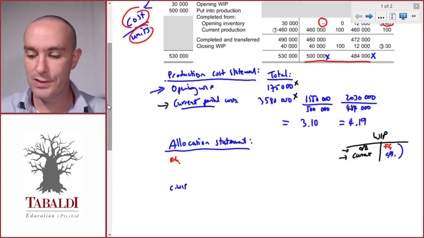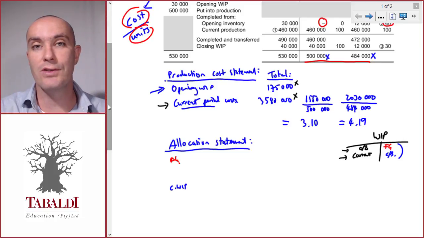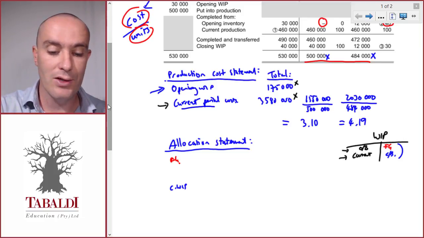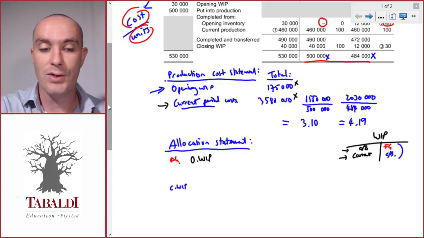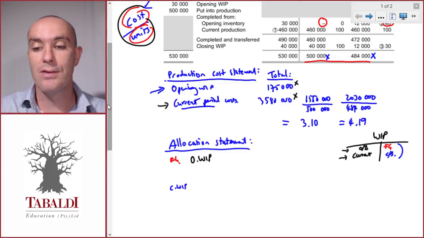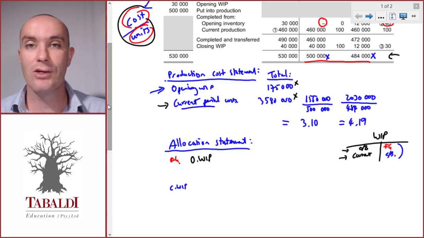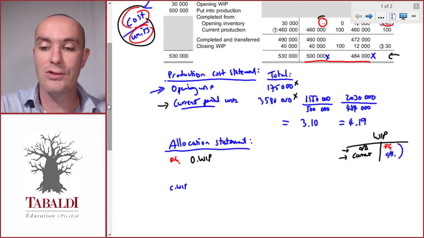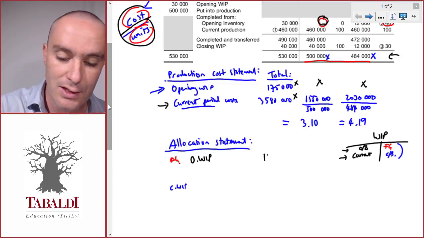So finished goods, the first part of it, because we're using the first in, first out method, we have to include our opening work in process, and it was not included in the cost per unit. Why not? Because in our equivalent units, we didn't include opening work in process. We excluded it there. So in our cost per unit calculation, we also excluded the opening work in process costs. So we still have to add it.